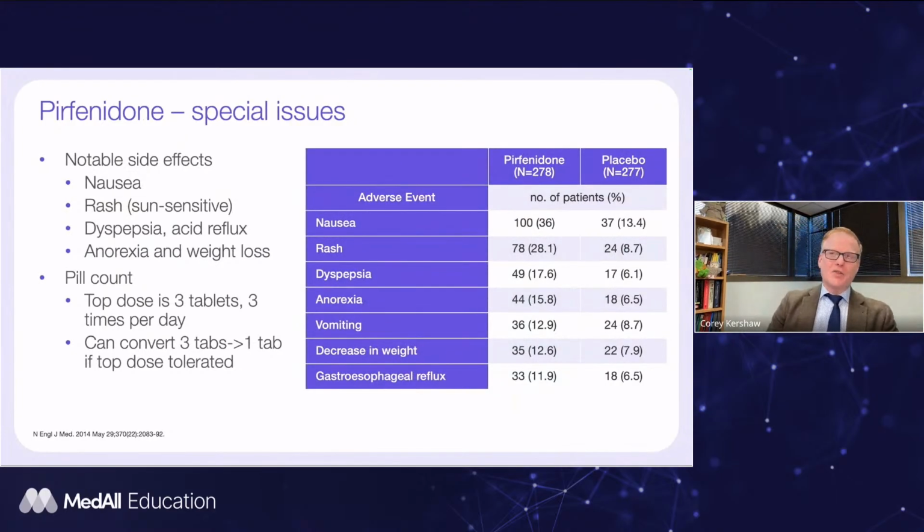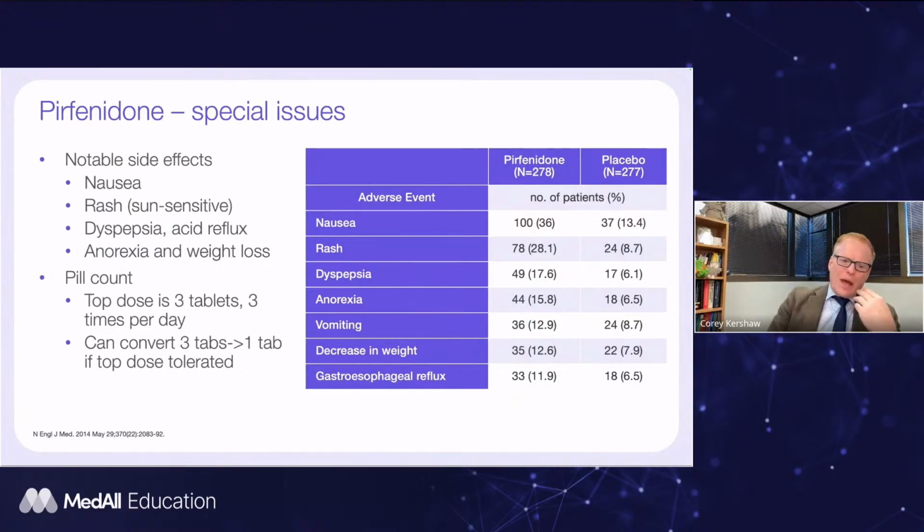Anytime we discuss treatment of these diseases with our patients, an important part of that educational process, when we're telling them about the options to treat, is that we have to tell them what the downsides are. These medications carry side effects. This is pirfenidone. The most common side effects of pirfenidone are nausea. I would say dyspepsia and acid reflux are also fairly common. And there's also this issue with a sun-sensitive rash. This is unique to pirfenidone.